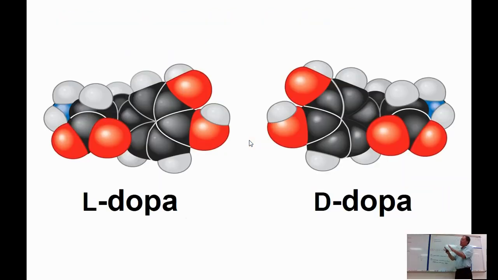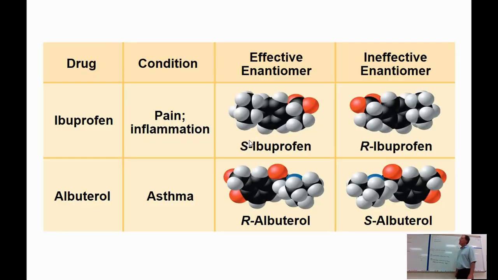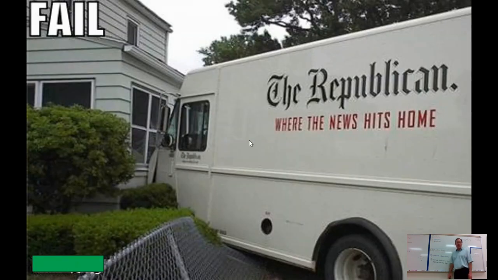There are mirror images or these enantiomers in our body, like these different types of dopamine. You can see these are mirror images of one another, these molecules, but they actually do entirely different things in the body. You can see that. So read about enantiomers in the body.